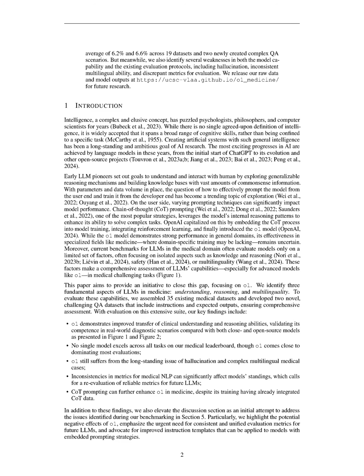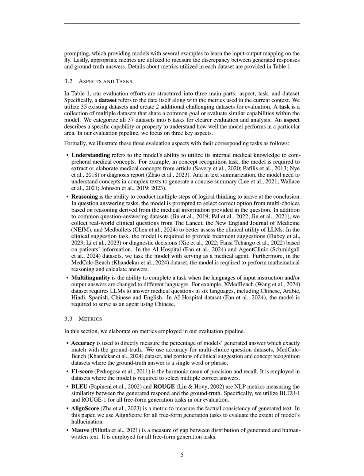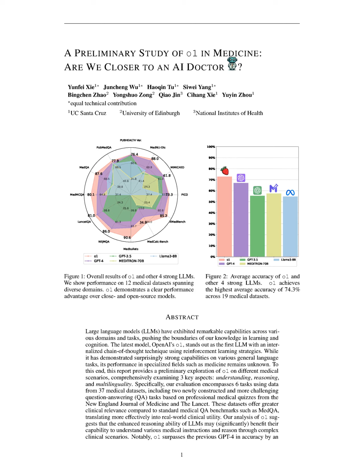The experimental design involved comparing O1's performance against other models like GPT-3.5 and GPT-4, with specific attention to accuracy improvements in newly constructed QA tasks, where O1 showed significant gains of 8.9% and 27.1% over GPT-4 and GPT-3.5 respectively. Metrics employed for evaluation included accuracy, F1 score, BLEU, ROUGE, and MAUVE, which collectively highlighted O1's superior performance in generating concise and accurate responses while also addressing the issue of hallucination.